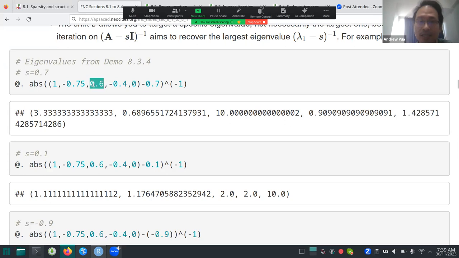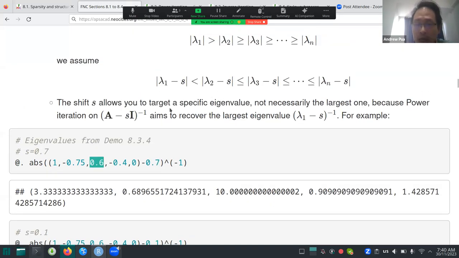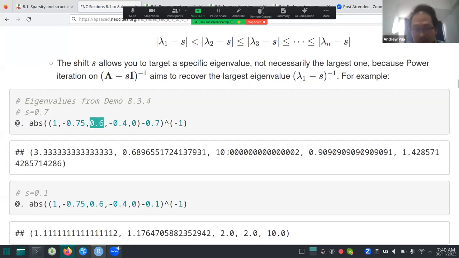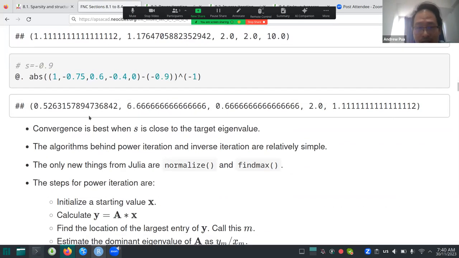This 0.6 is not necessarily the largest eigenvalue, not necessarily the smallest eigenvalue, but because of the way inverse iteration was designed with the shift, you'll be able to target specifically 0.6. And you could do something similar for other shifts. Let's say for S is equal to 0.1, and you could see 10.0 here. If you have S is equal to 0.1, the one that you will recover by power iteration on A minus SI inverse is actually the eigenvalue 0. Similarly for S is equal to minus 0.9.